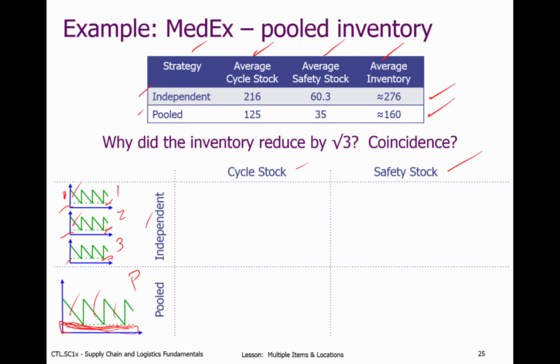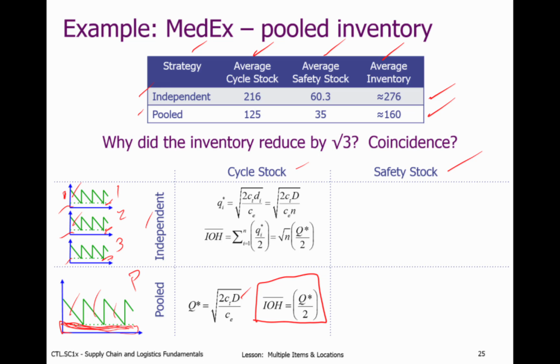So let's look at the pooled situation for cycle stock. How did I figure that out? Well, this is the easiest one, right? I looked at the annual demand, and I figured out just a Q star for everything. And so the average inventory on hand is just Q star over 2. So that's pretty straightforward once I knew what the annual demand was for the pooled set of all 3 wards.